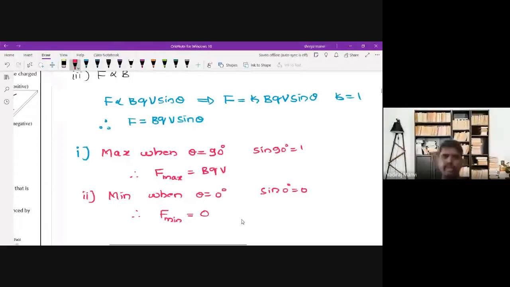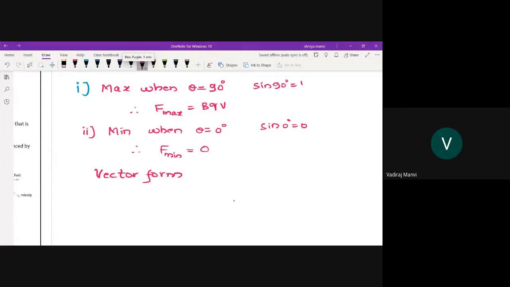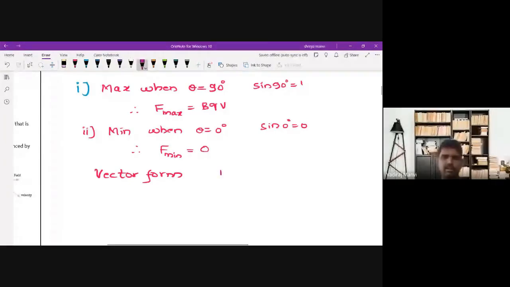But you know force is a vector quantity. Then how do I express this in vector form? Even a 1 mark question. They have asked for 1 mark, express the force acting on a charged particle in vector form. Remember, if I take vector form, F vector equals V cross B, not B cross V. Because it is a cross product. If I take V cross B, F will become perpendicular to V and B. If you take B cross V, then F will go down.